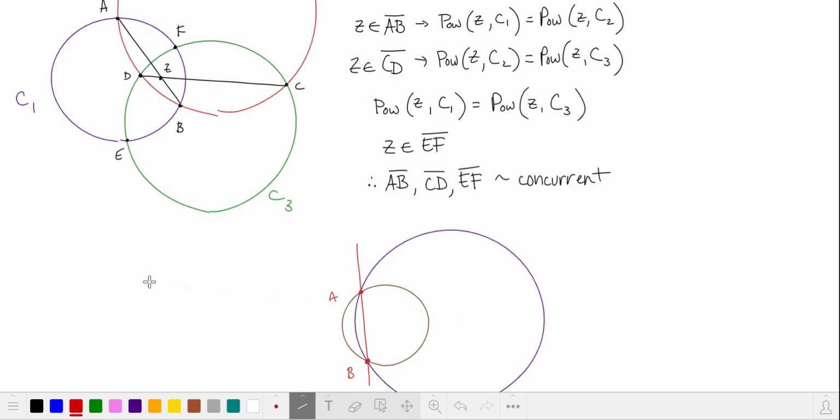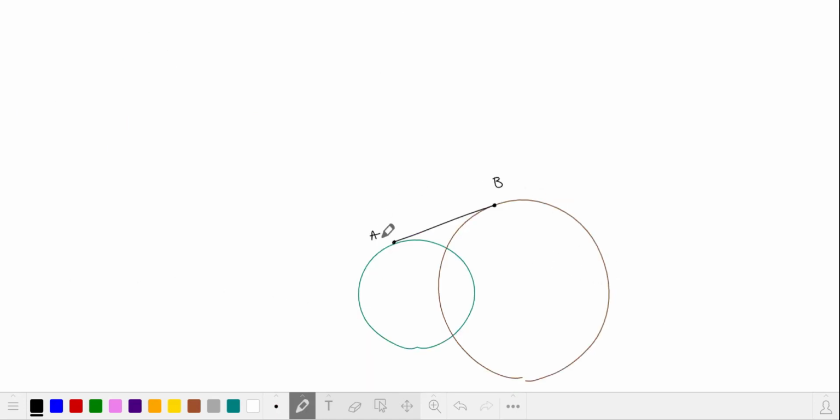Let's return to the problem. We have a couple of overlapping circles with a common tangent.